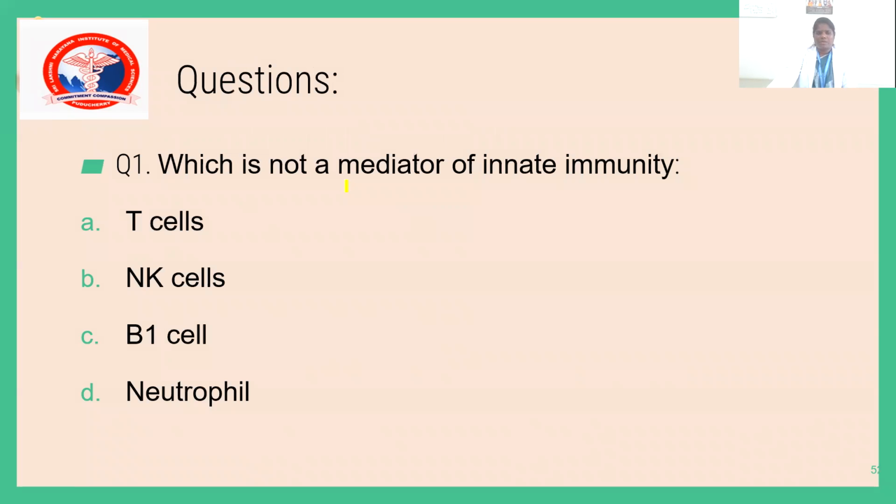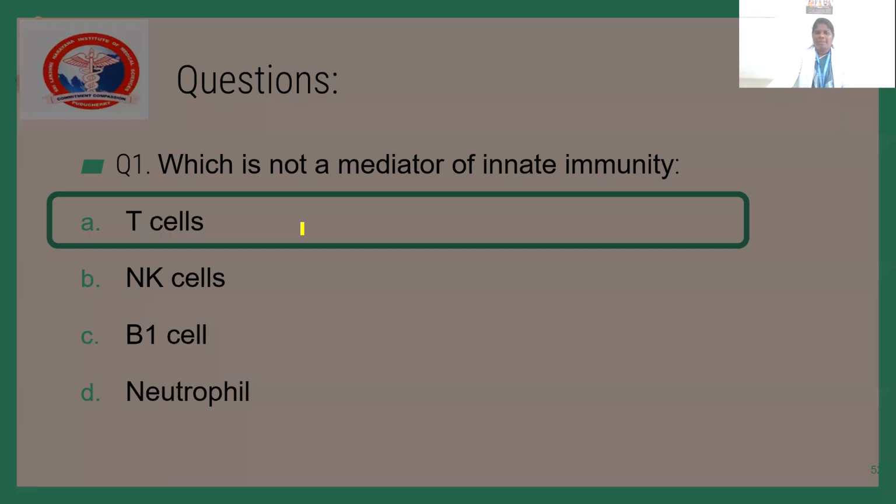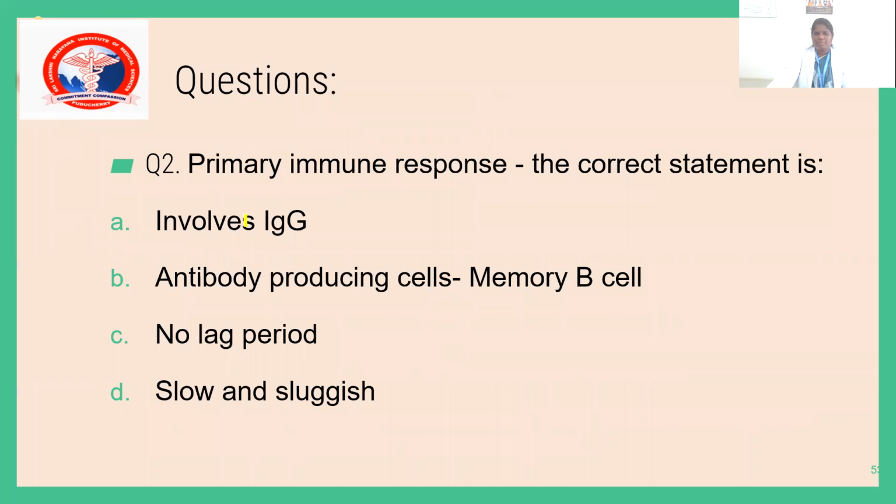Okay, let me discuss the questions. Which is not mediated by immunity? We already know there are T cells, right? The primary immune response is the correct statement. Primary immunity, as I already told you, is slow and sluggish, with a lag period and IgM type. What is the correct statement they are asking? So slow and sluggish only, because the lag period will be there, and IgM type.